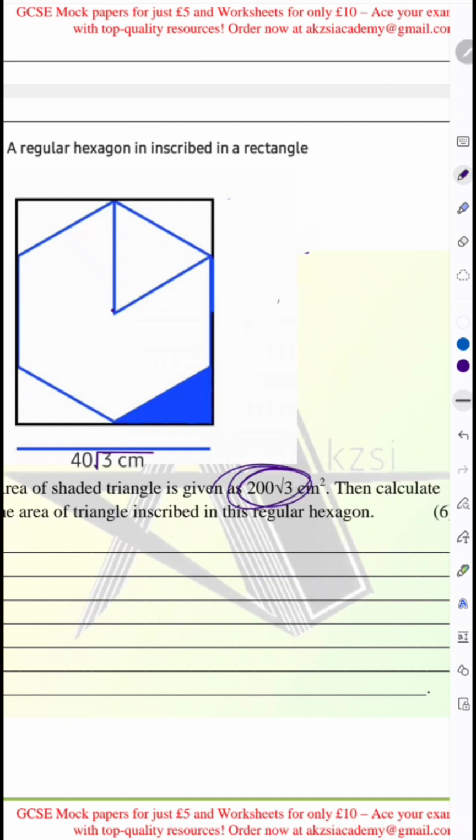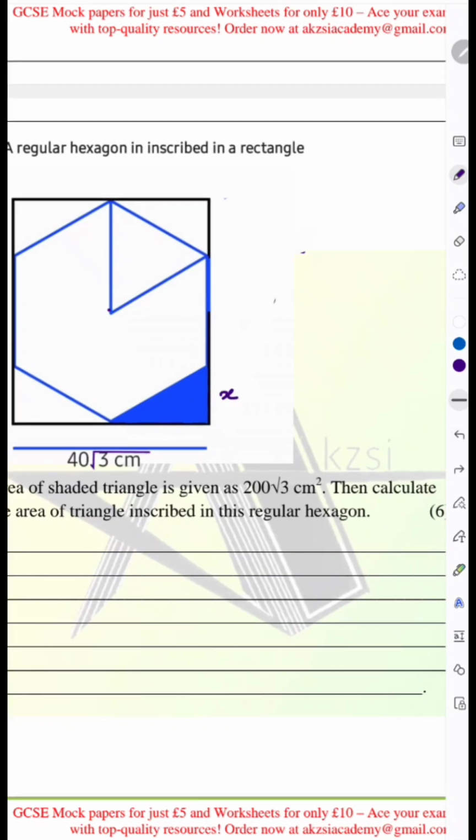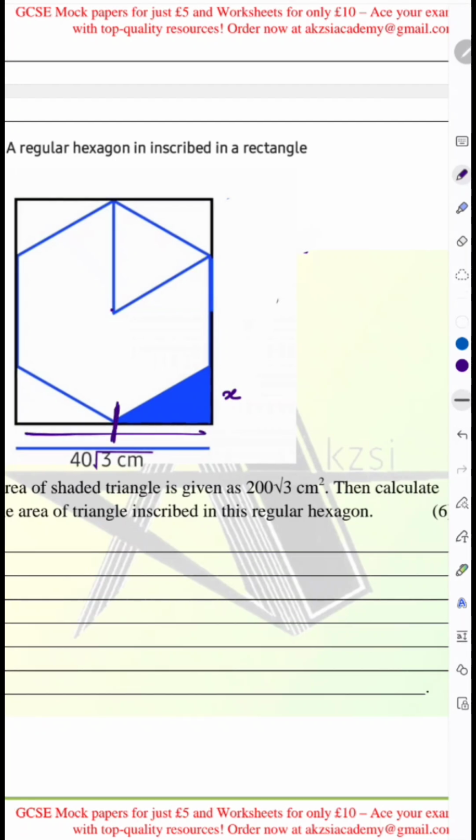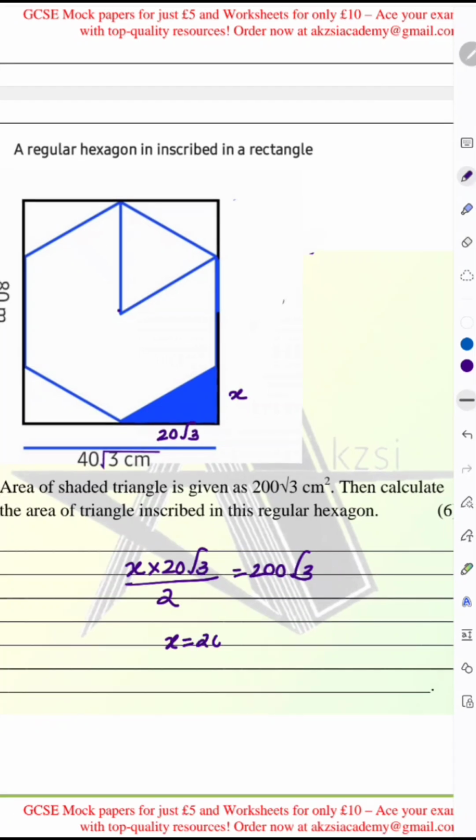First start with this one, which is given already. Let's say this is x and this is y, and clearly this y is half of the width. This whole line is meeting at the midpoint because this is the line of symmetry. So this is 20 root 3. So x times 20 root 3 over 2, half times base times height, is equal to 200 root 3. From here x will be 20 centimeters. So we got that this is 20 centimeters.